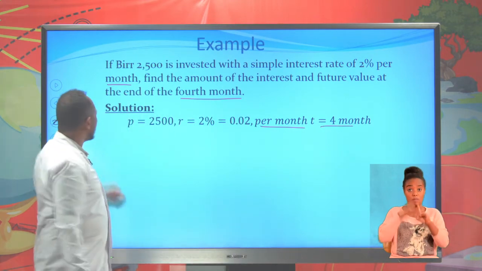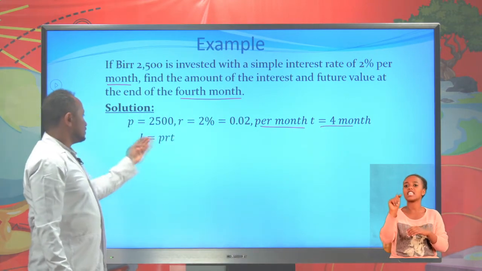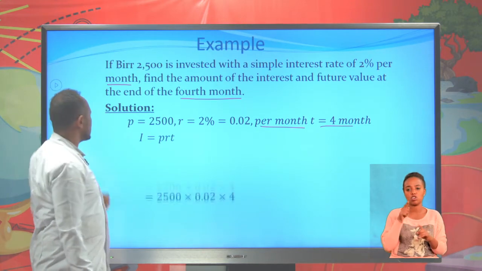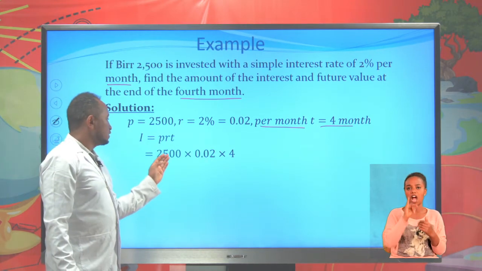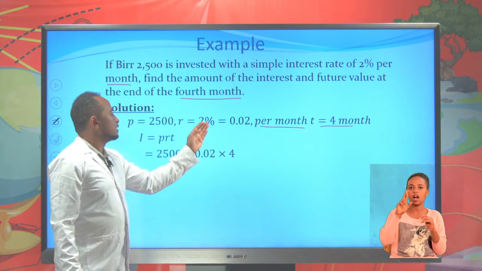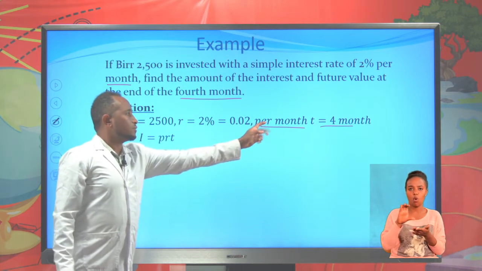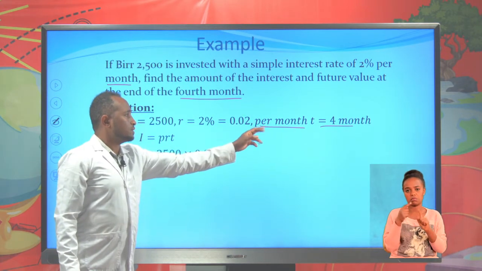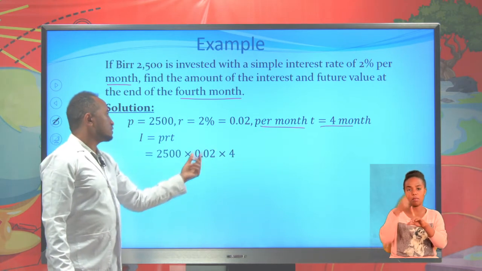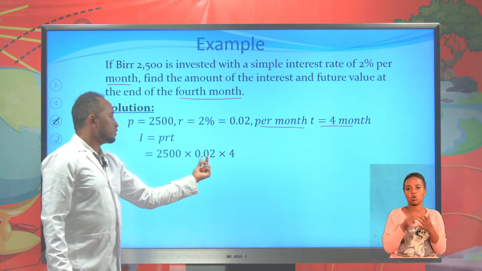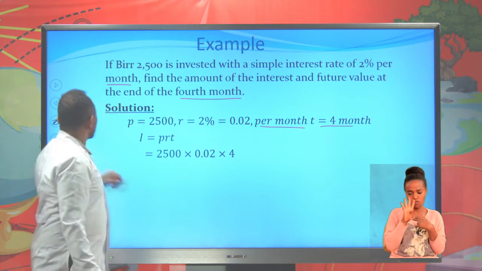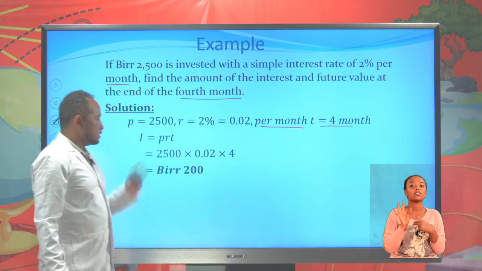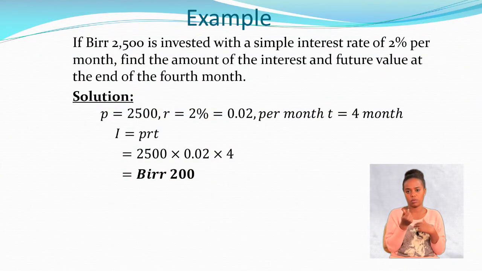So using the formula, we can find the simple interest. I is equal to P, 2,500. No need of converting this because the interest rate is in months and the time is in months, so you can take it as it is. So 0.02 times 4, so you have this result. So the interest will be 200 birr.